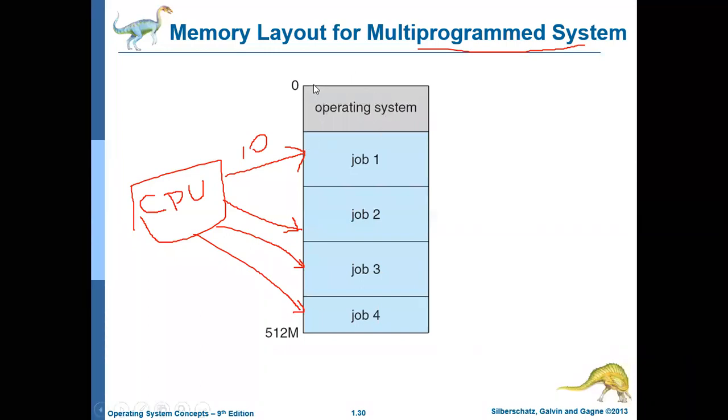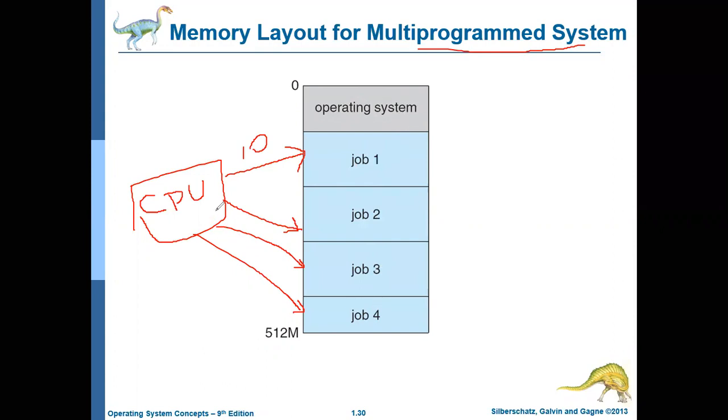So here you can see the memory layout of a multi-programming system. This is a typical memory layout of a multi-programming system. What you are seeing here is a main memory, and the main memory is divided into multiple partitions. In one partition there is the operating system, and then there are some jobs residing. There are four jobs: job 1, job 2, job 3, and job 4.